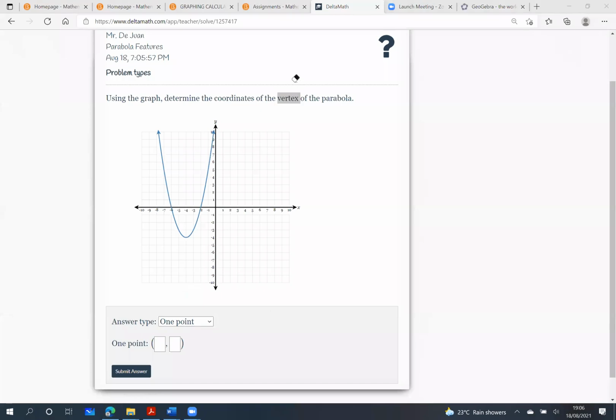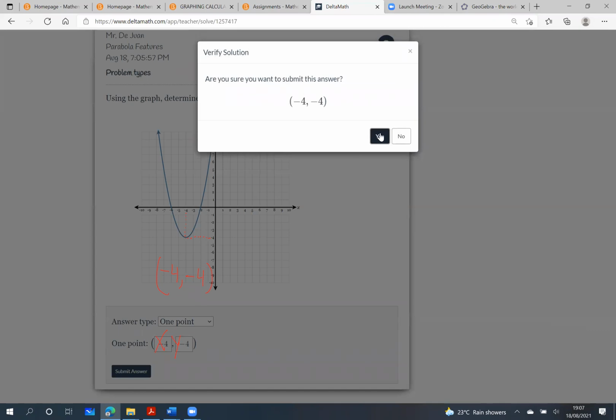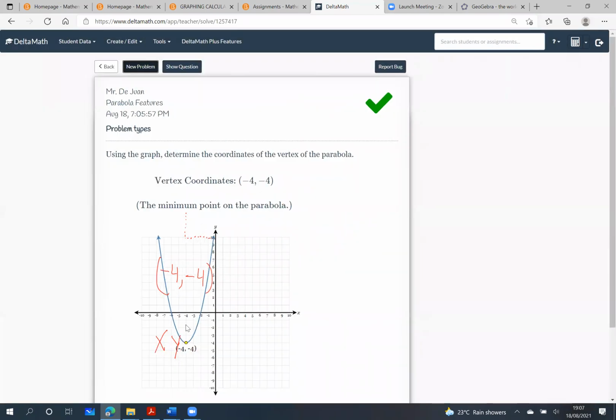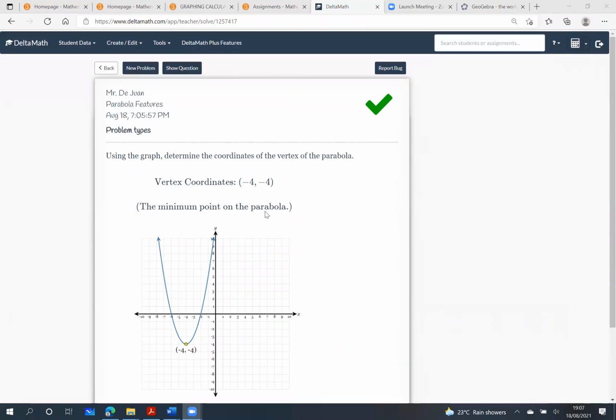Looking at the vertex that we have, remember, we're going to write x, comma, y. What's the x coordinate? It's going to be -4, comma, what's the y coordinate? -4. Yeah, so -4, comma, -4 appears to be the vertex. Remember, the vertex is the point where you have a minimum or a maximum.